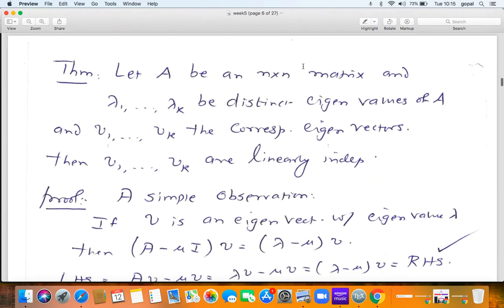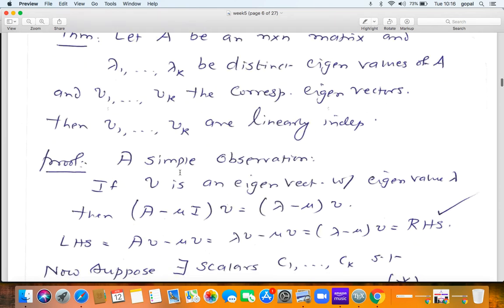The first theorem: if A is an n cross n matrix and lambda 1, lambda 2, ..., lambda k are distinct eigenvalues of A, this k is not the same as n, by the way. This k could be less than n. We could be looking at a 10 cross 10 matrix A, and at 4 distinct eigenvalues, and v1, v2, v3, v4 are the corresponding eigenvectors. The conclusion is that the eigenvectors corresponding to distinct eigenvalues are linearly independent.